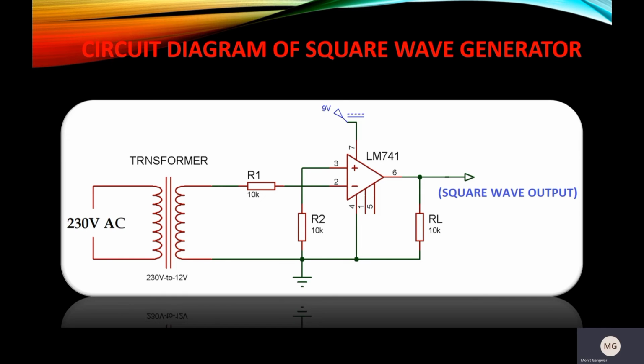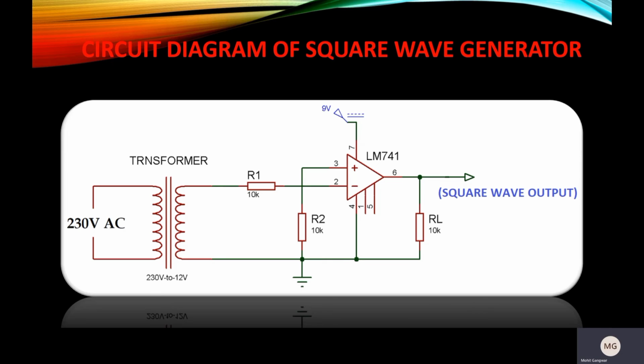Now let's consider the positive half cycle of the sine wave input. We know that when the voltage at the non-inverting end is less than the voltage at the inverting end, the output of the op-amp is low or at negative saturation. Hence, we will receive a negative voltage waveform.